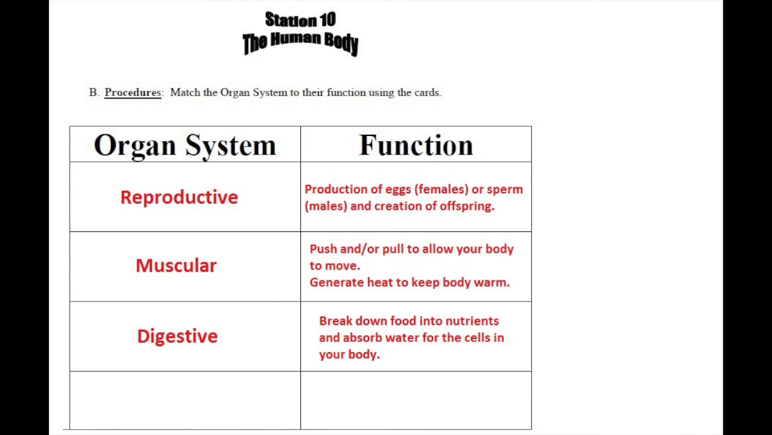And then for the second half of Station 10, you had to write down the name of the organ system and then also write down the function. So reproductive system is responsible for creating offspring and producing sperm and egg. Muscular system is responsible for pushing and pulling, and it also helps to generate heat to keep your body warm. And the digestive system is responsible for breaking food into nutrients and absorbing water from the cells in your body.